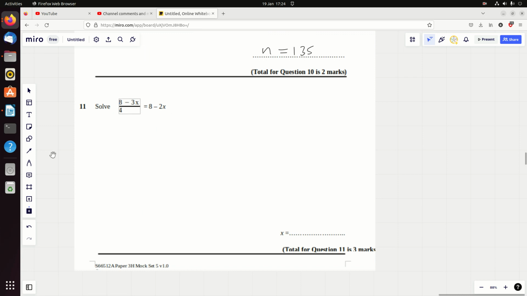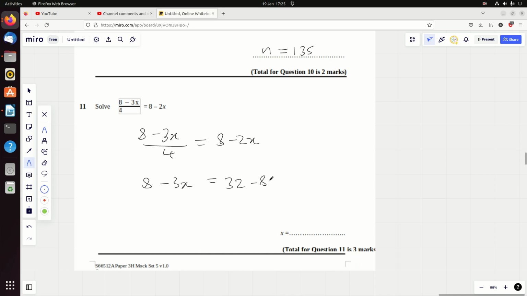Okay, question 11. Now, I don't know if this is actually rendered correctly on my computer. I think the question was this: 8 minus 3x over 4 equals 8 minus 2x. I hope so. I'll be able to tell when I've got the answer. Okay, 8 minus 3x equals, times 4, over 32 minus 8x. Now we're going to add the 8x onto that minus 3x, giving us 5x. Take away the 8 from the 32, giving us 24. So x is 24 over 5, and that is 4.8.